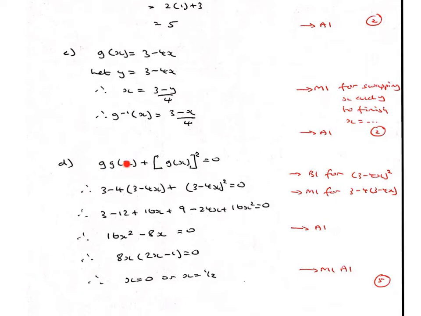So g of x means put x into g, it's that bit there in the bracket, that's g of x, and then do g again, 3 minus 4 of that.